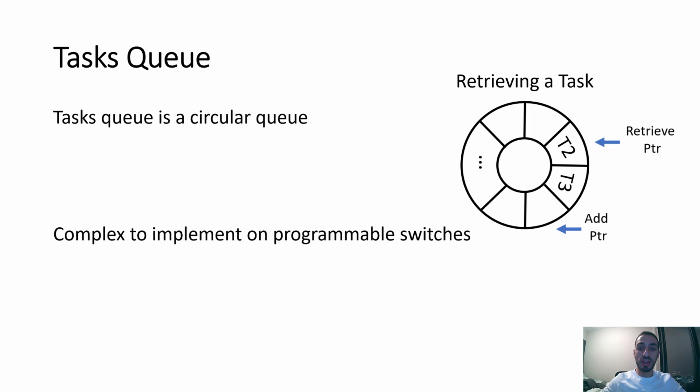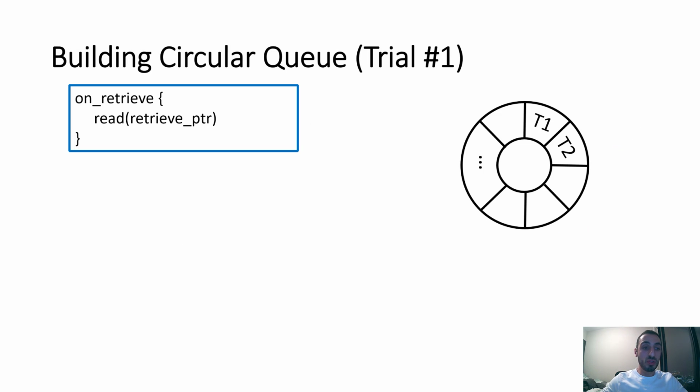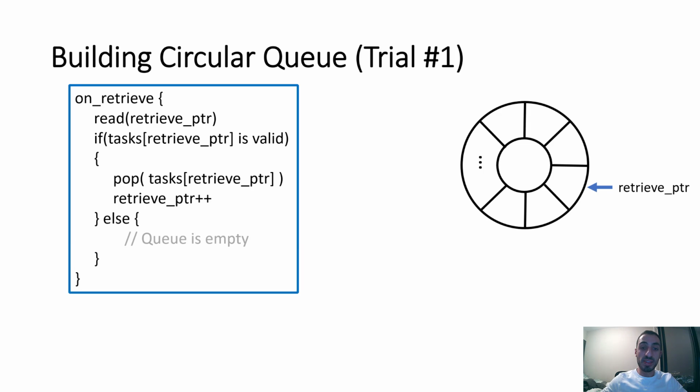But even this simple design is complicated to implement in programmable switches. To show you why, let's see this simple example. This is us trying to implement retrieving tasks from the queue. The first thing is we need to read the retrieve pointer to know where it is pointing at. And then, if it's pointing to a valid task, like in this case, we will pop that task and increment the retrieve pointer. And we can keep doing this.